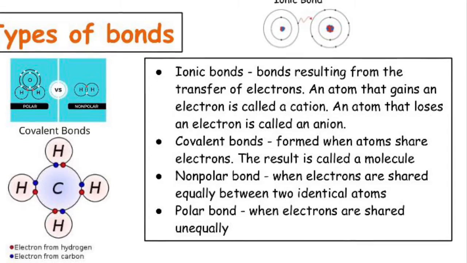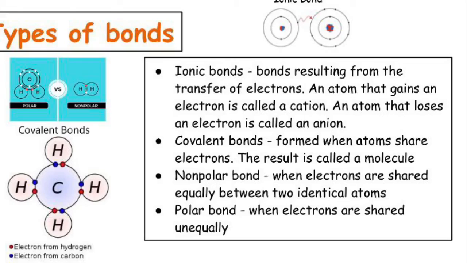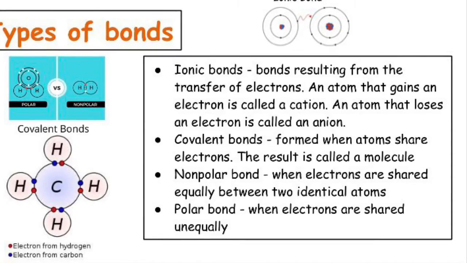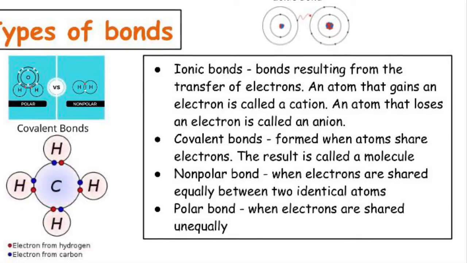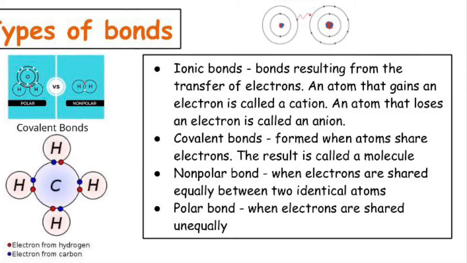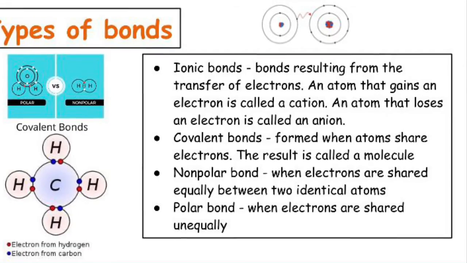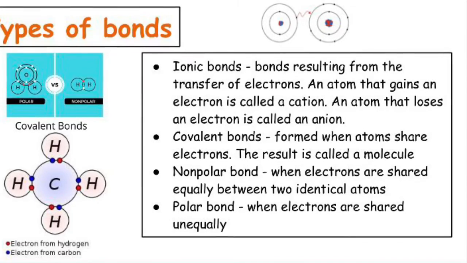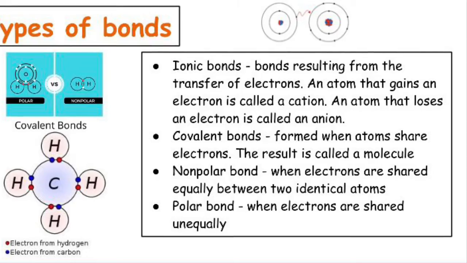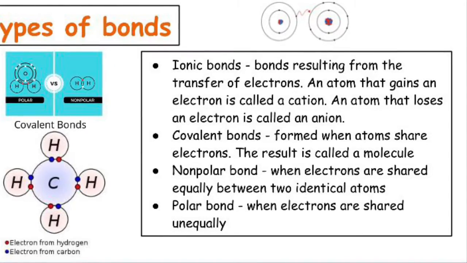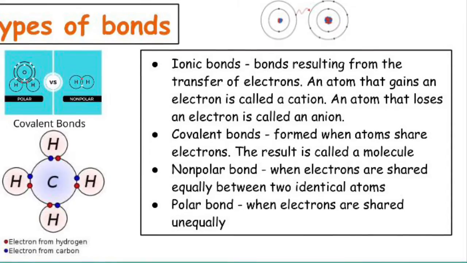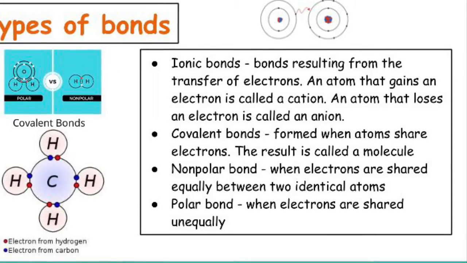The next type of bond is called a covalent bond, and that is formed when atoms share electrons, and the result is called a molecule. As you can see in the picture on the left, electrons between hydrogen and carbon are being shared. There are 2 other types of bonds involved in biology, and that includes nonpolar bonds and polar bonds. The difference between the 2 is that nonpolar bonds share electrons equally between 2 identical atoms, while polar bonds share electrons unequally.